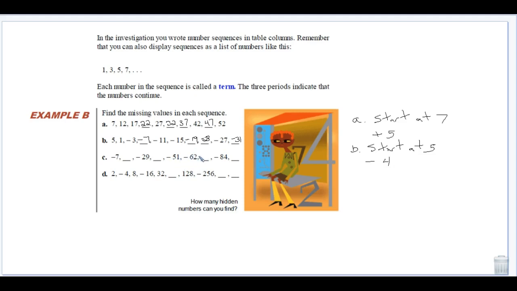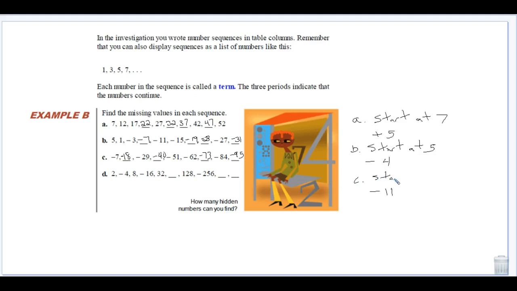So I know that these are going down, so it means either I'm subtracting or I'm adding. I'm going to use these two to see if that works out. So how do I go from negative 51 to negative 62? I think it's going to be subtract 11. Let's see if that works. Negative 7 minus 11 would be negative 18. Then subtract 11 is negative 29. Subtract 11 is negative 40. And then negative 51, negative 62, negative 73, negative 84, and negative 95. So that works. So we're going to start at negative 7.